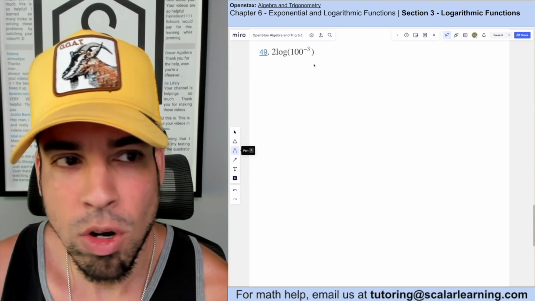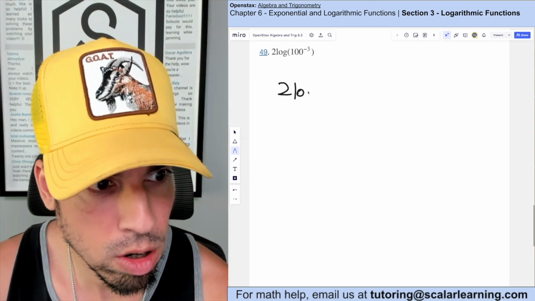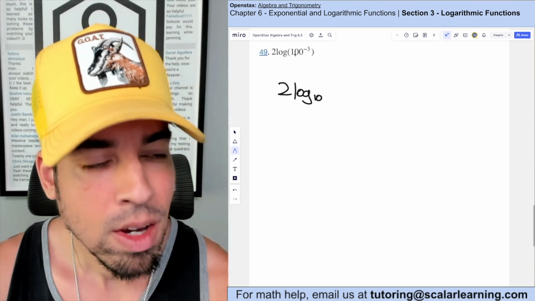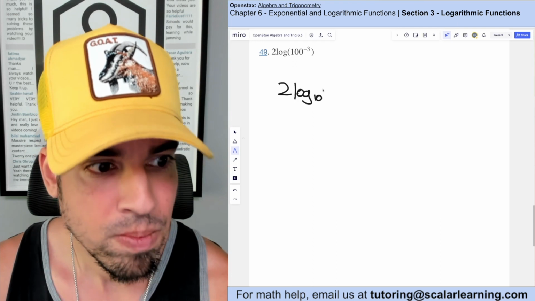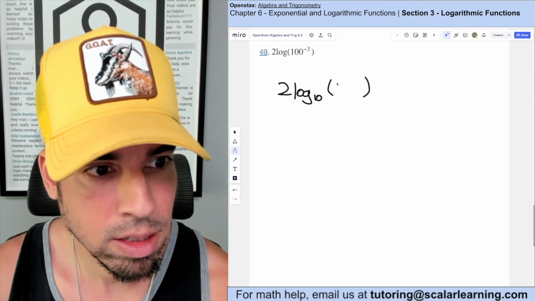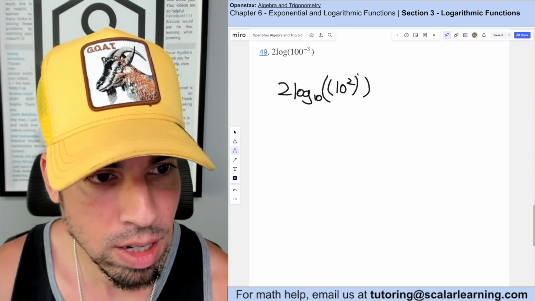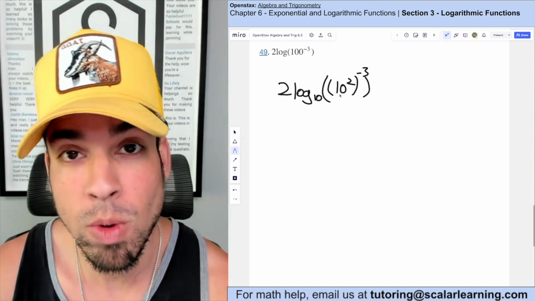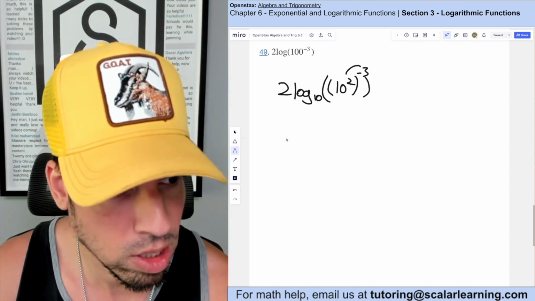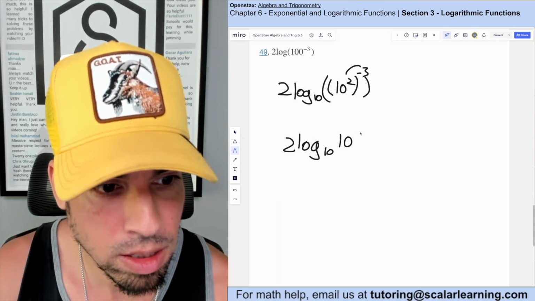Done. So to solve this, I'm going to show you a little bit of a shortcut here. So we have 2 in front, and this log is really log base 10. Okay, so when there's no 10, it's log base 10. And then we have 100 to the -3rd. I'm going to make this a little bit easier by writing 100 as 10 squared, okay? And then it's that value to the -3rd. So we're going to write it like this. I'm going to show you why this is. We can take a little shortcut. So then we can simplify by multiplying those exponents. So we have 2 log base 10 times 10 to the -6.